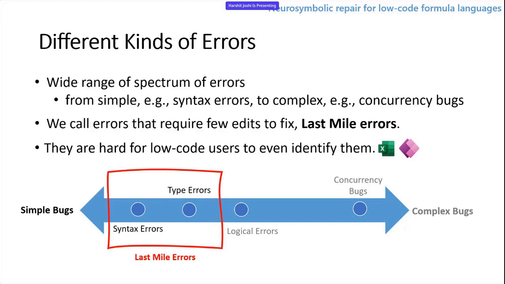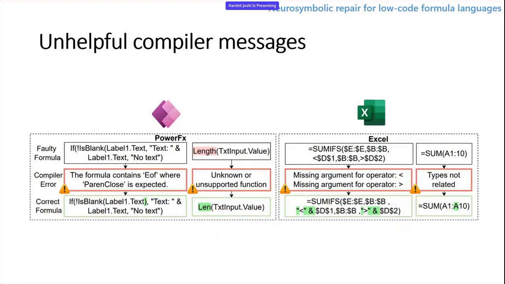The special thing about these errors is that they do not require additional context. Just by looking at the formula or the program, we can figure out what needs to be changed. And these kinds of errors are usually hard for low-code users to fix and identify. Low-code users are the users on Excel and PowerApps. So here are some examples of last mile errors in two very popular low-code domains, PowerApps and Excel.